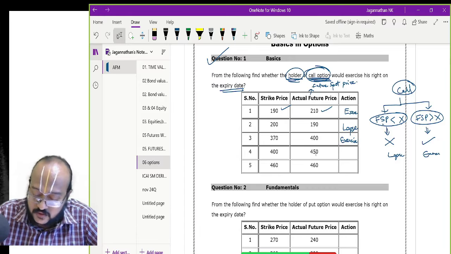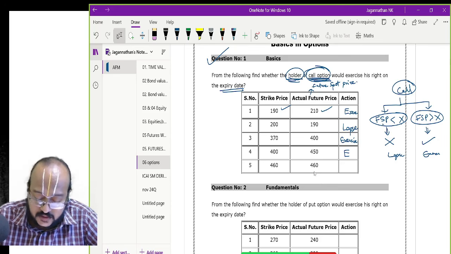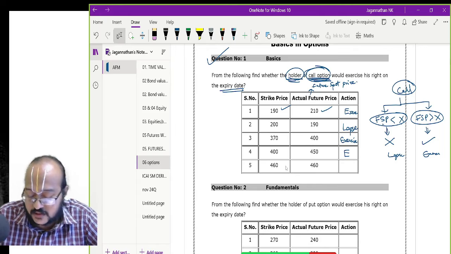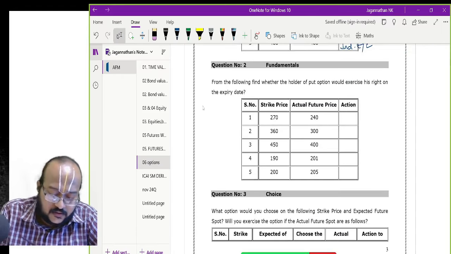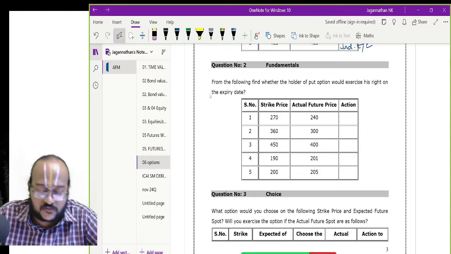Clear? Now just compare here. Future spot price is more or less? More. What will you do? Exercise. If future spot price is 460 and strike price is 460, then it is indifferent. You can either exercise or lapse. It depends on you.